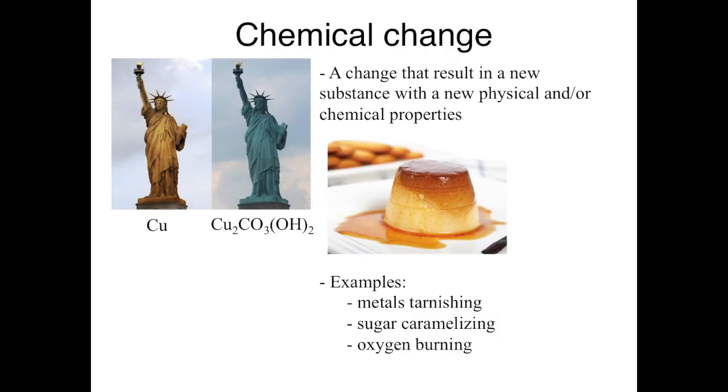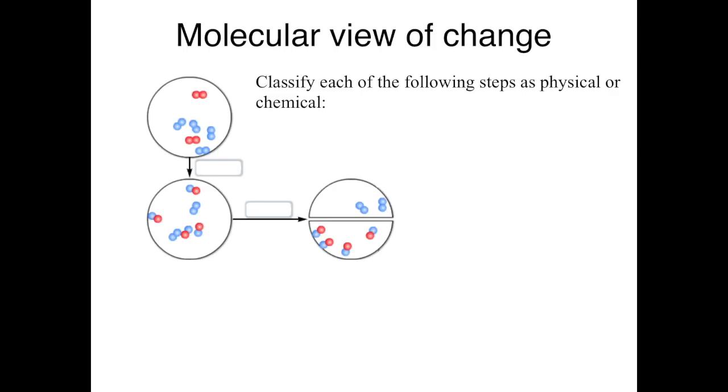Again here, we talk about sugar caramelizing and oxygen burning. Again, I would like you to practice seeing things from a molecular perspective. Drawn here, can you classify each of these steps as either a chemical change or a physical change? Looking at the first chamber here, you see that there are two types of compounds. One is 2 red atoms and the other one is 2 blue atoms. Some kind of change occurred and this is the result.